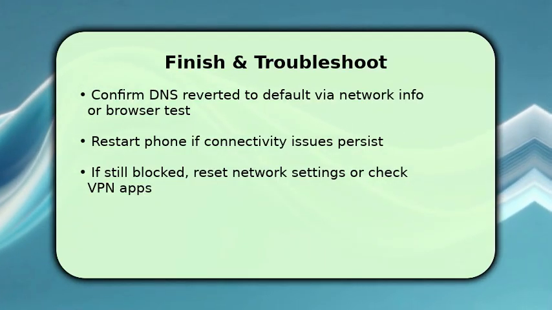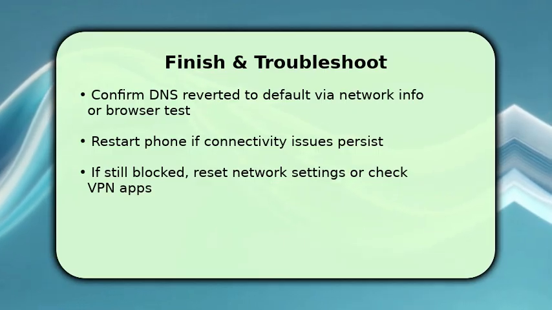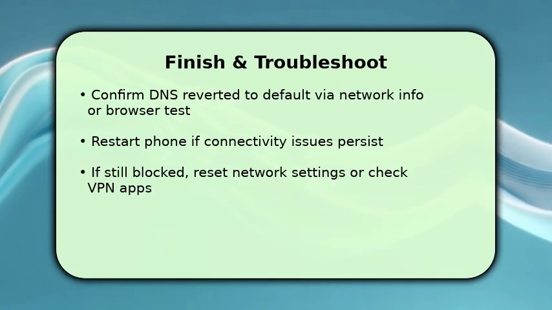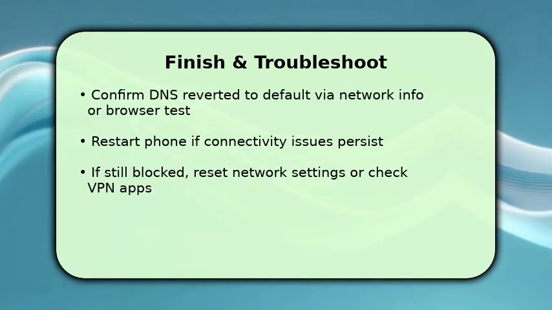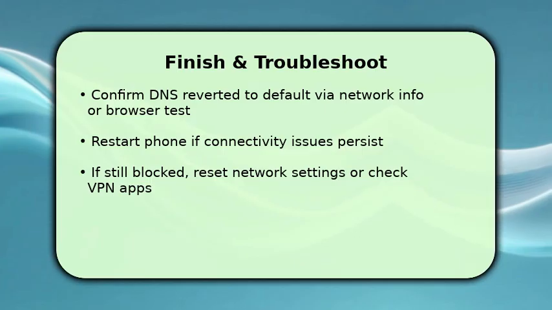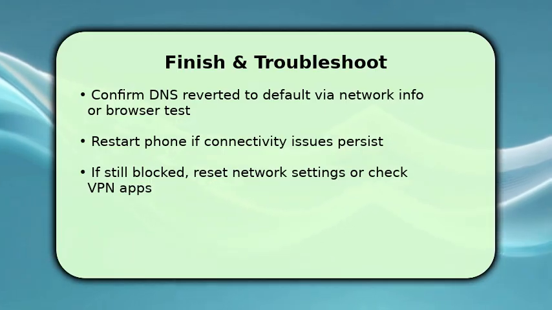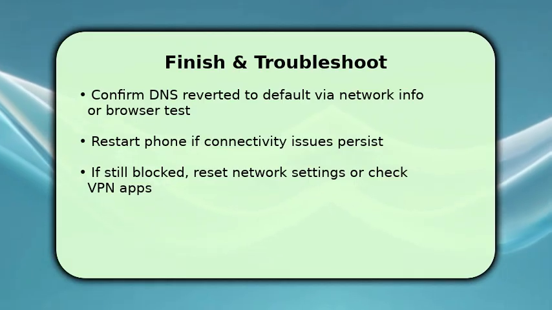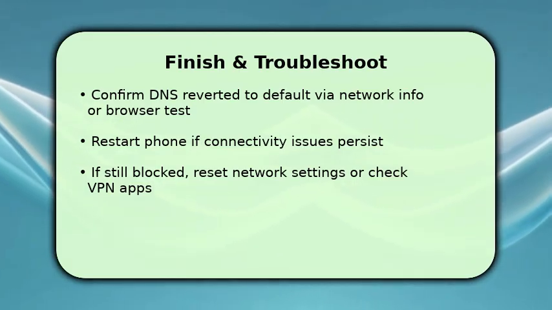If pages fail to load, restart the phone to clear cached network state and try again. Make sure no VPN or DNS override apps are active. They can reapply DNS settings. As a last resort, reset network settings to restore defaults. This removes saved Wi-Fi passwords, so have them ready. If problems continue, consult carrier or router settings because DNS can be enforced upstream.